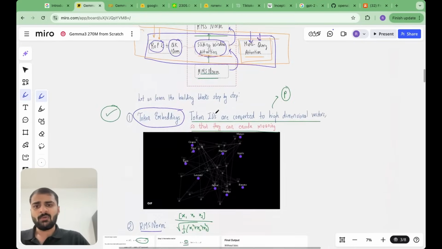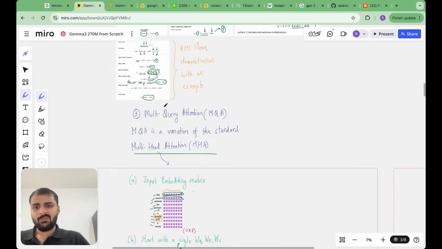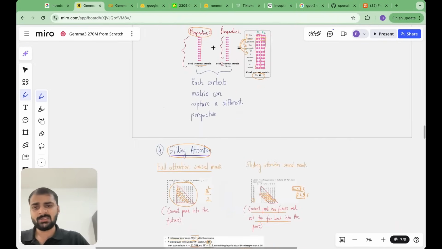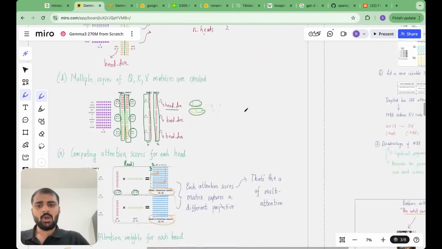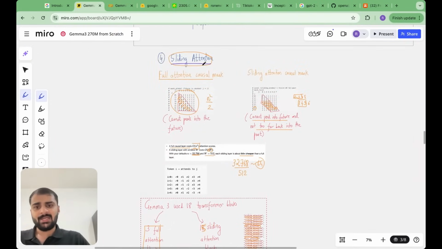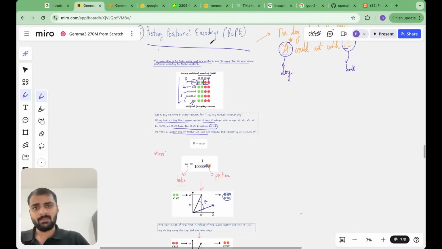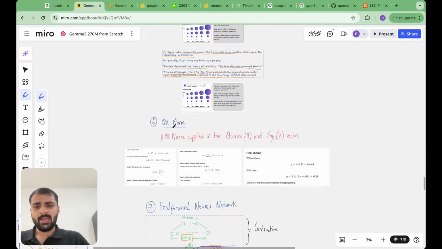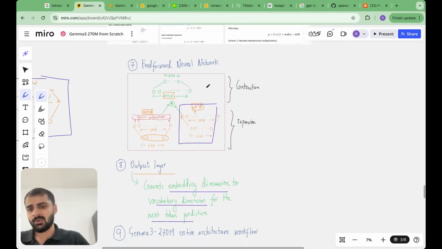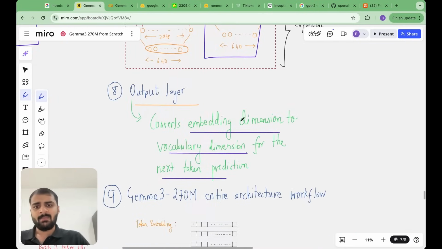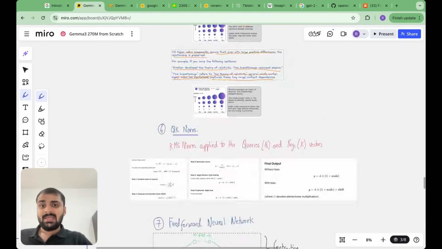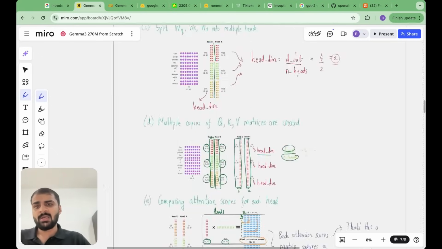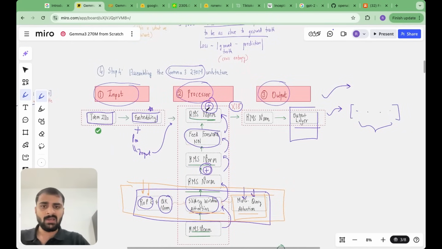You understand the concept of token embedding, you understand the concept of RMS norm, you understand the broad concept of multi-query attention, you understand the broad concept of sliding attention, you understand rotary positional encodings, you understand QK norm, and you understand the feed forward neural network. When I say in the output layer, the embedding dimension is converted to vocabulary dimension, I'll show you exactly how it is done. But until now, you should understand these main key conceptual blocks which are involved in the architecture of Gemma 3 270 million.